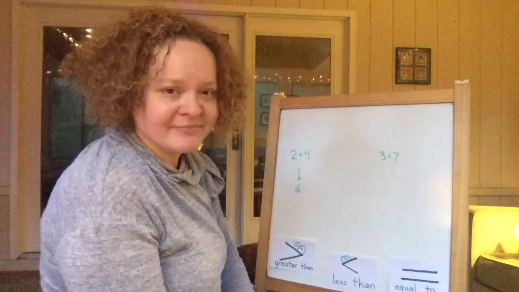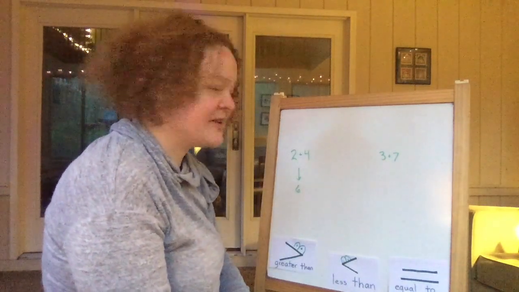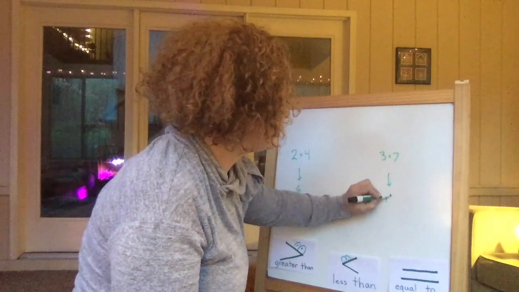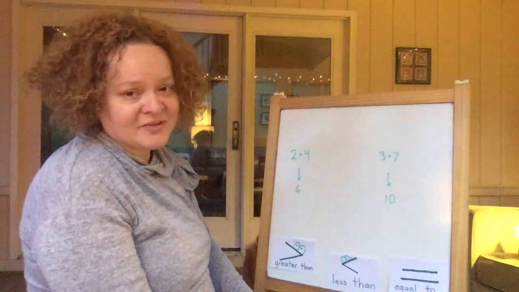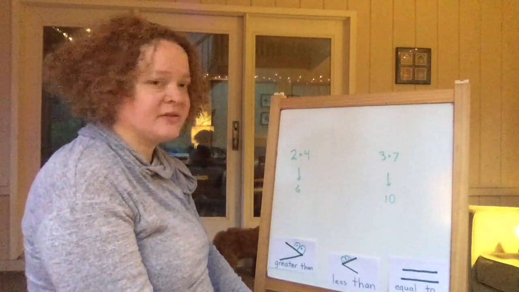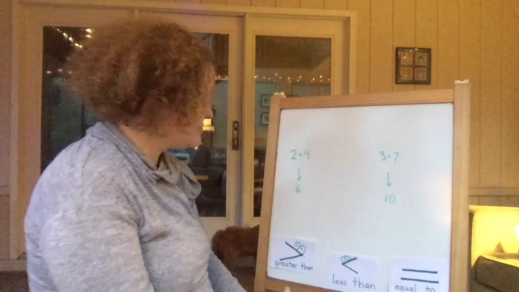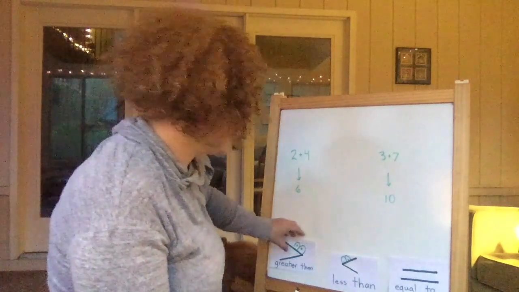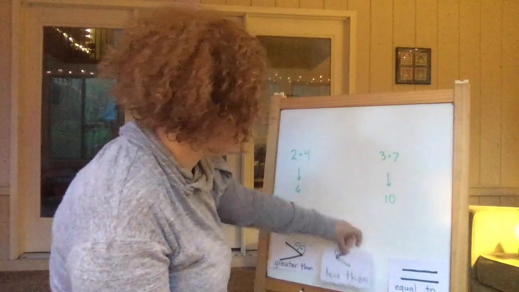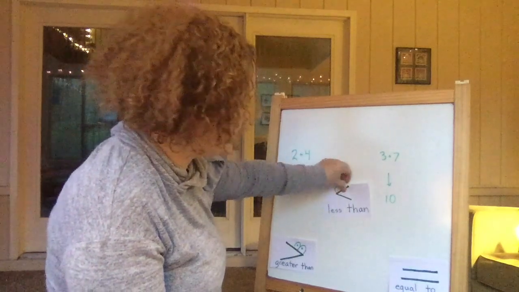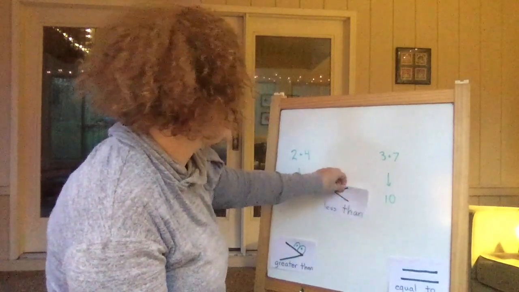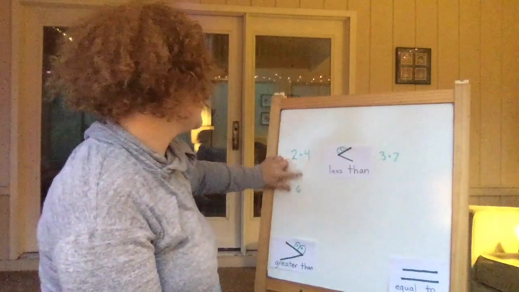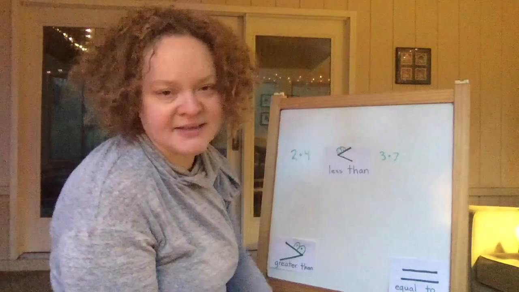3 plus 7. What's that, Fester? Oh, he just squeaked his toy to being 10. All right. So now all we have to decide is, is 6 bigger or less than 10? Is it more or less? I'm going to guess that it's less than 10. So our alligator mouth is going to face that 10. But we'll put it up here by our equation. So 2 plus 4 is less than 3 plus 7.